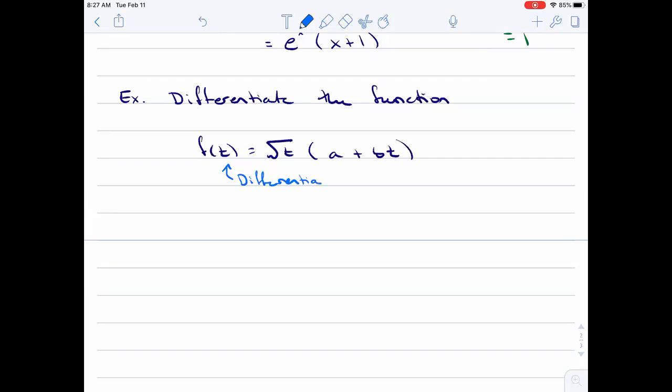Differentiate with respect to t instead of x now. Nothing changes, it's just we have to keep track of it, because it can get confusing. If the b was an x instead, and I'm differentiating with respect to t, then x would be a constant. And we'll get into that later, but we need to keep track of what we're differentiating with respect to.